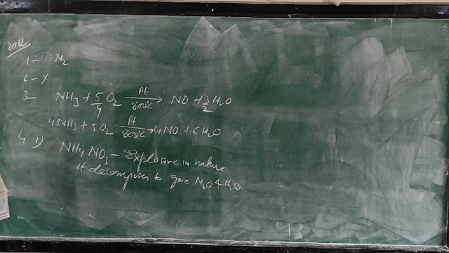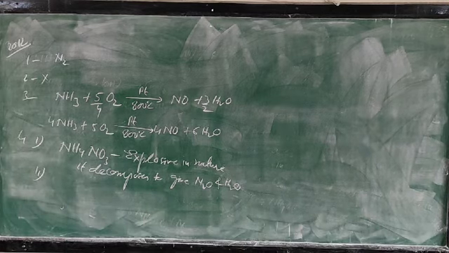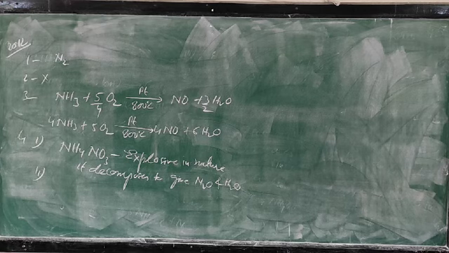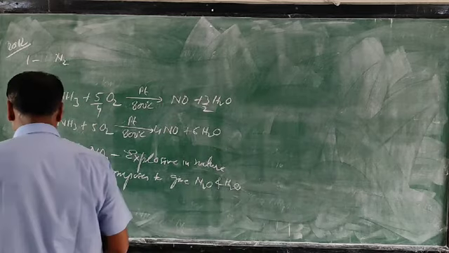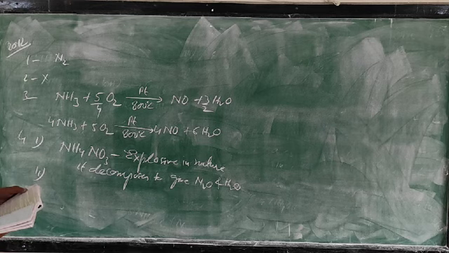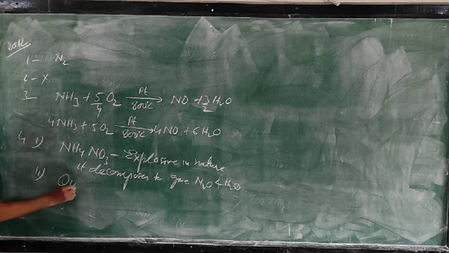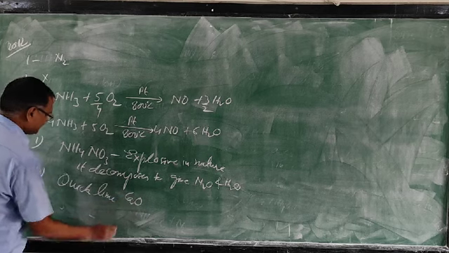Then the second one, 2012: name the compound normally used as a drying agent for the process. Quicklime, that is calcium oxide.